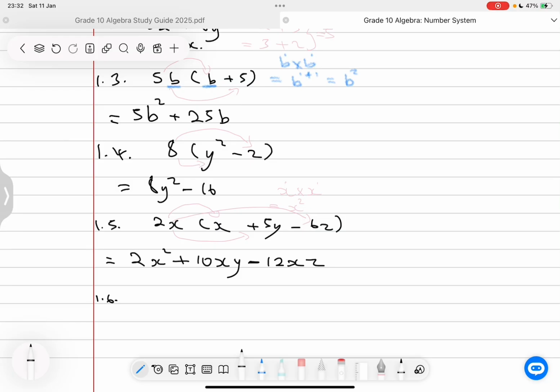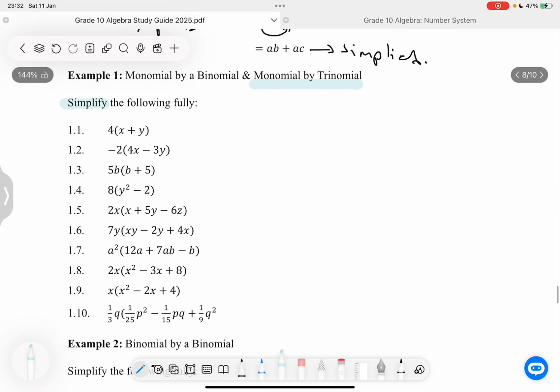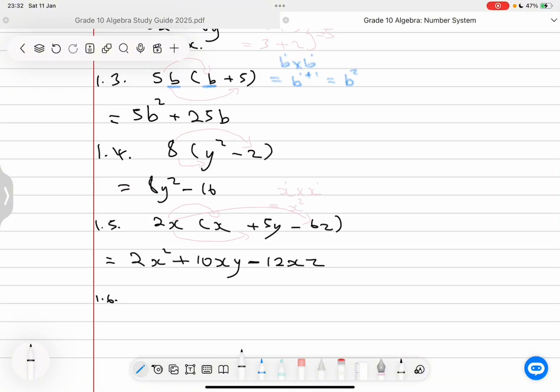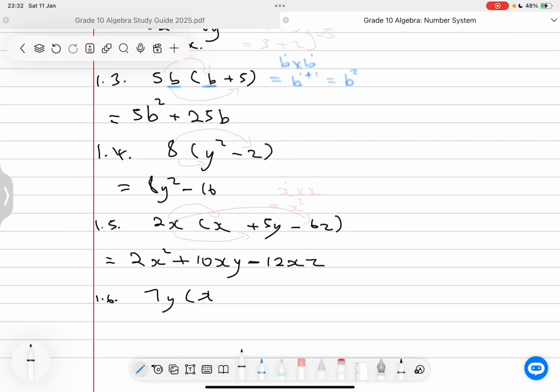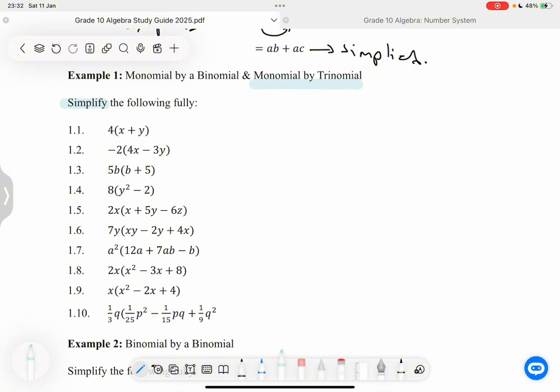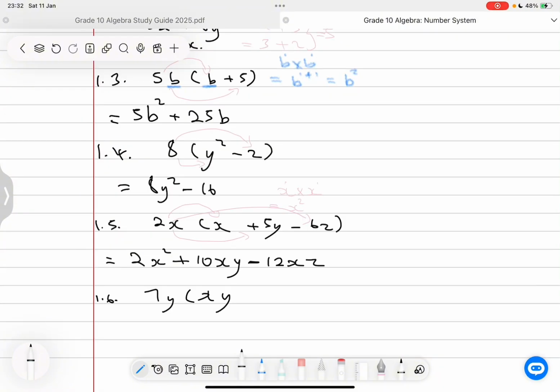1.6, we are given here that we have 7y times xy minus 2y plus 4x, minus 2y plus a 4x.